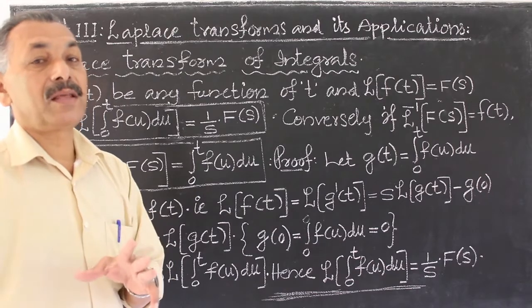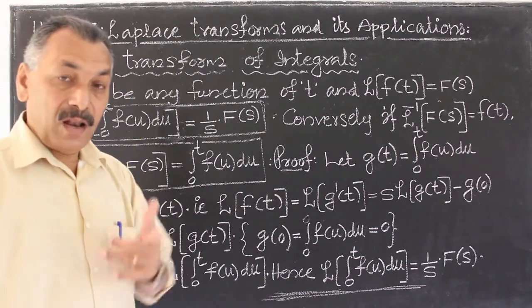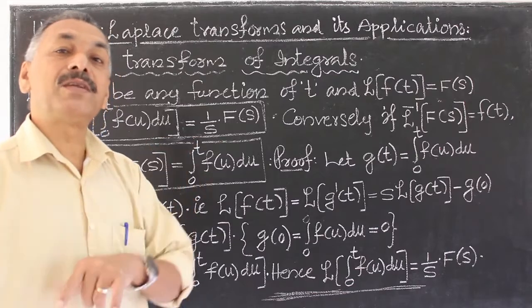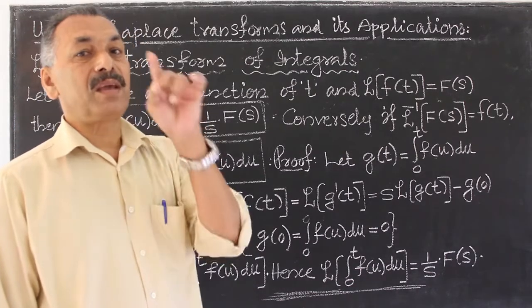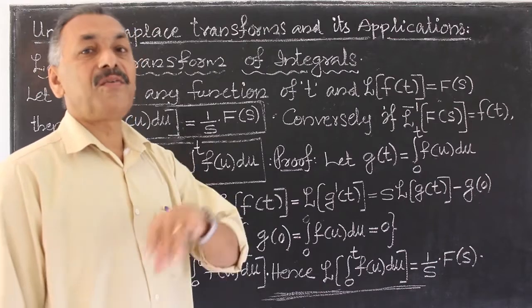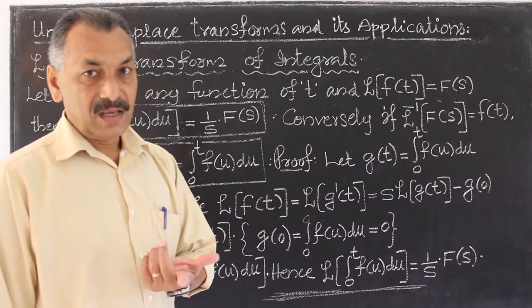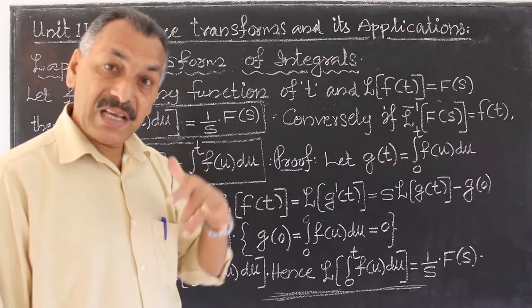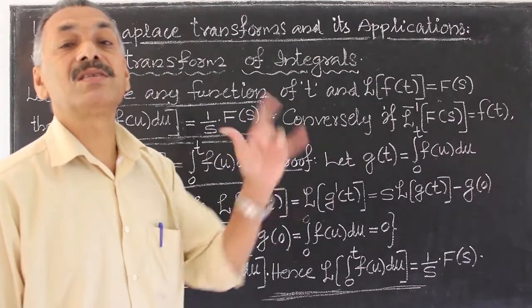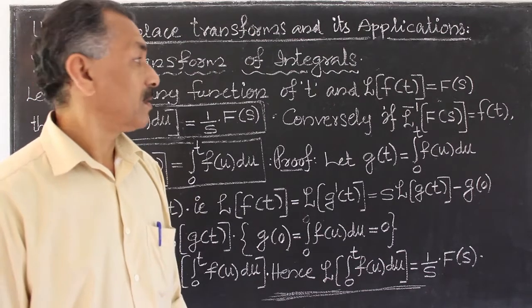പക്ഷെ ഇത് നോക്കുക: if L of f of t is equal to F of s, then L of integral 0 to t f of u du is equal to 1 by s into F of s. അതായത് f of t യുടെ ട്രാൻസ്ഫോം F of s ആയാൽ ഇന്റഗ്രൽ f of t യുടെ ട്രാൻസ്ഫോം F of s by s ആയിരിക്കും. കോൺവേഴ്സിലി, F of s ൻ്റെ ഇൻവേഴ്സ് f of t ആയാൽ F of s by s ൻ്റെ ഇൻവേഴ്സ് എന്തായിരിക്കും? ഇന്റഗ്രൽ 0 to t f of u du ആയിരിക്കും.